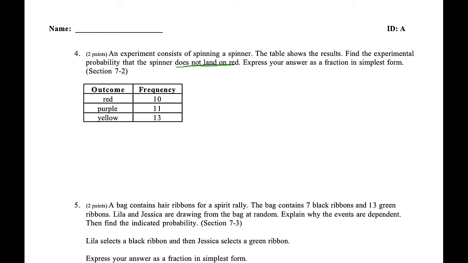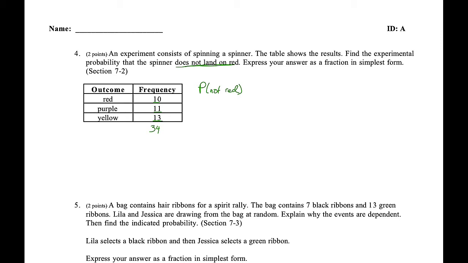Before we do any actual probability, we need to figure out how many total spins they did. So you have 10 plus 11, which gives us 21, plus 13, giving us a total of 34. Now, if you accidentally look at this and ask, what's the probability of red, you'd just do 10 over 34. Wait a second, it says does not land on red. So we're going to ask, what's the probability of it not being red? Hence me using green instead of red.